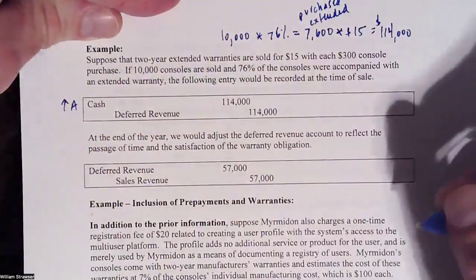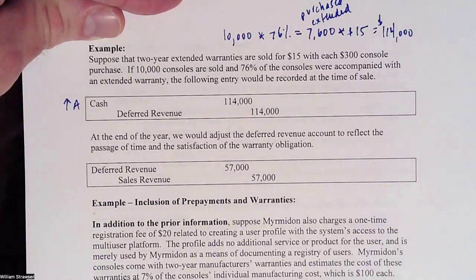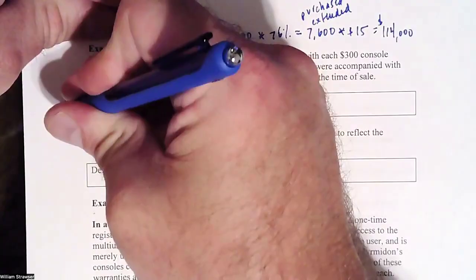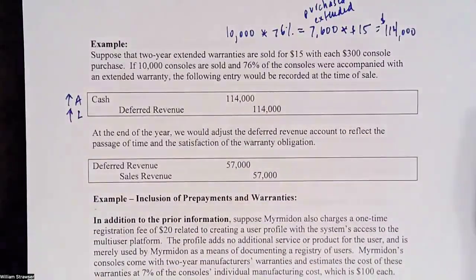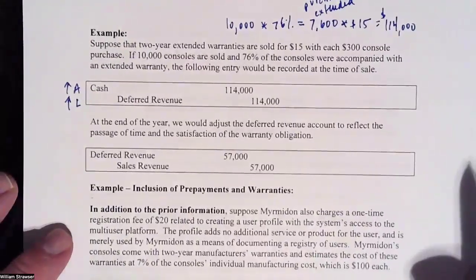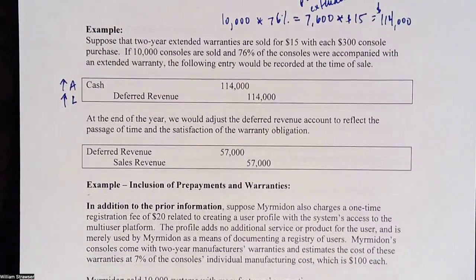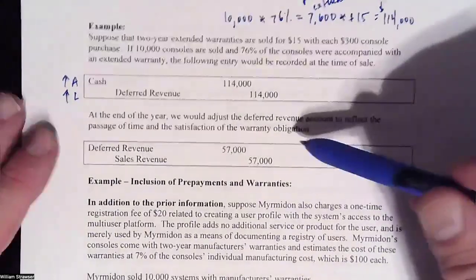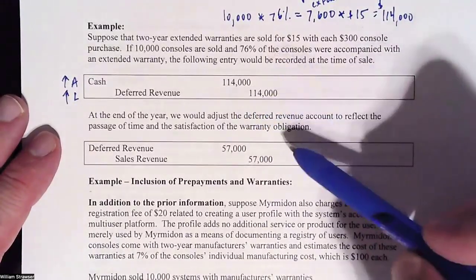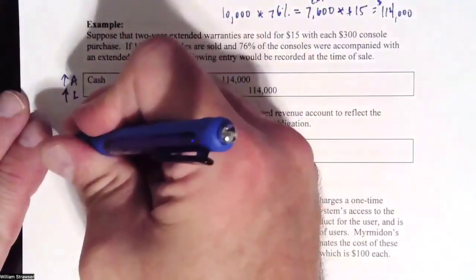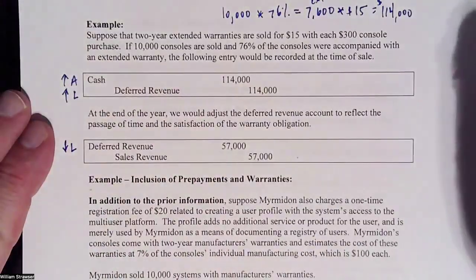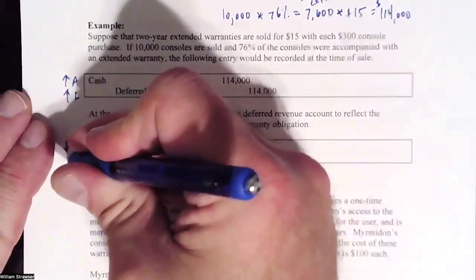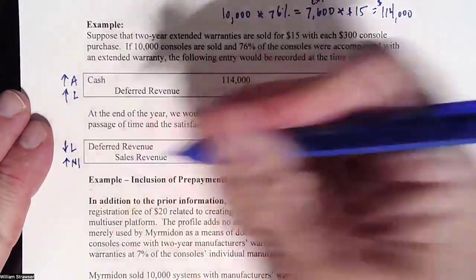And because now I have to stand ready to meet the obligation of a return and servicing and repairing the product that I sold, I now have an obligation, deferred revenue. At the end of the year, we're just going to adjust the deferred revenue account to show that the passage of time has satisfied that warranty obligation. We'll debit deferred revenue, credit sales revenue for that amount, right? That's half of the 114,000. If it's a 2-year warranty, if a year has passed, then we get to reduce our deferred revenue by half of the total sale amount of our extended warranties and recognize revenue with the sale of those extended warranties only at this time.